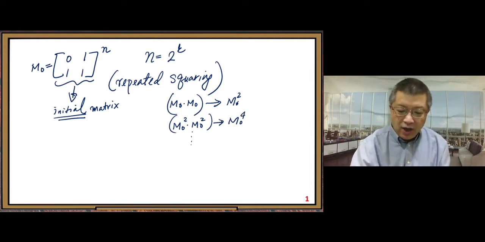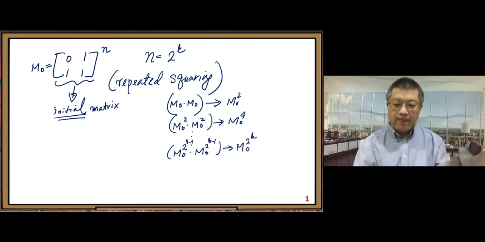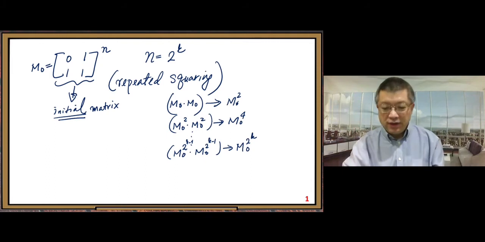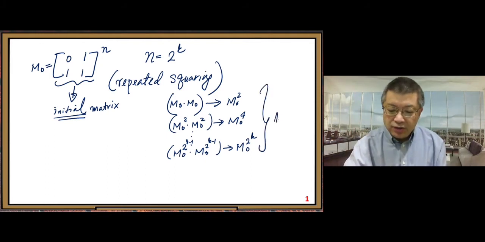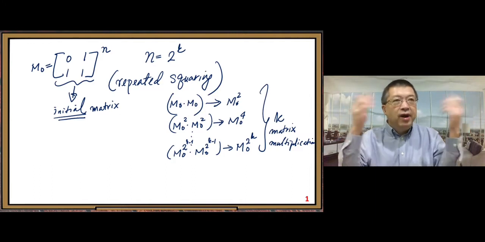You do this k times: M0 to the 2 to the k minus 1 times M0 to the 2 to the k minus 1, and the last matrix is M0 to the 2 to the k. Then you find the answer. You just do k matrix multiplications. Okay, that's our repeated squaring operation.